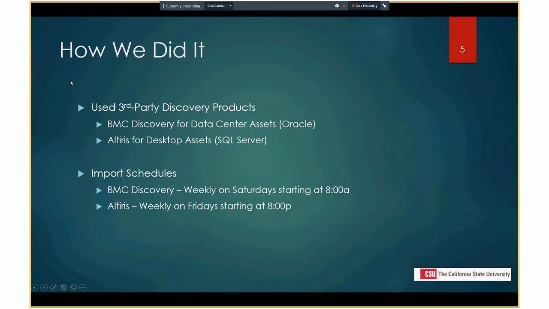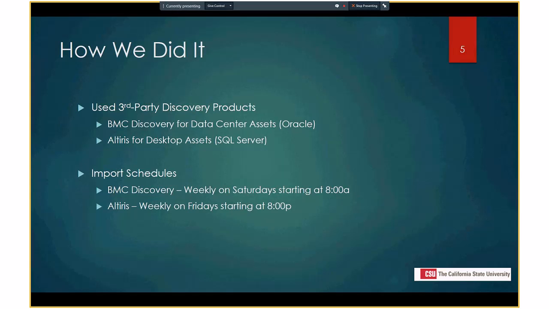How we did it, we used some third-party discovery products to go and find the actual equipment. So anything with an IP address, it'll go out and discover it. We used BMC's discovery product. We looked at ServiceNow's discovery product, but it was like 10 times the cost of the BMC one. So I went ahead and used that one. It would discover all of the data center assets, all the servers, routers, switches that we have, and would put that information into an Oracle database.